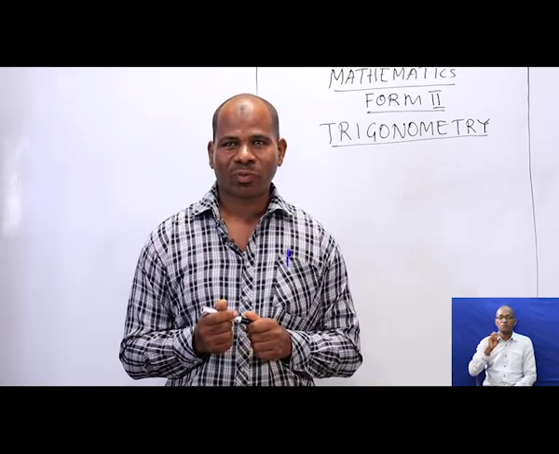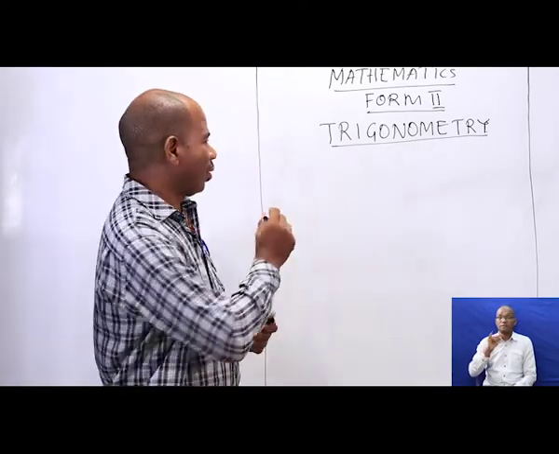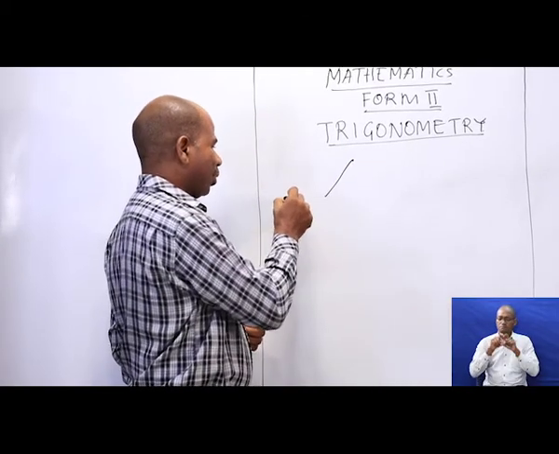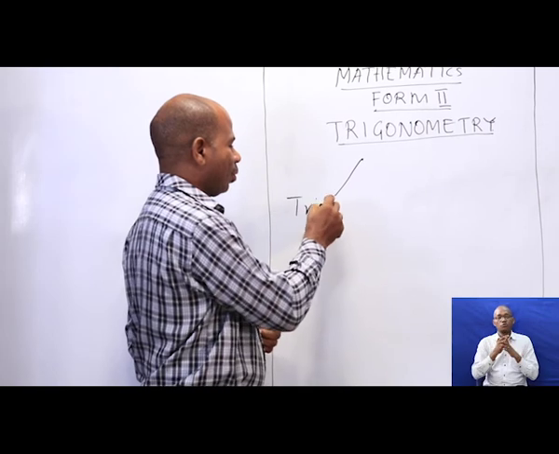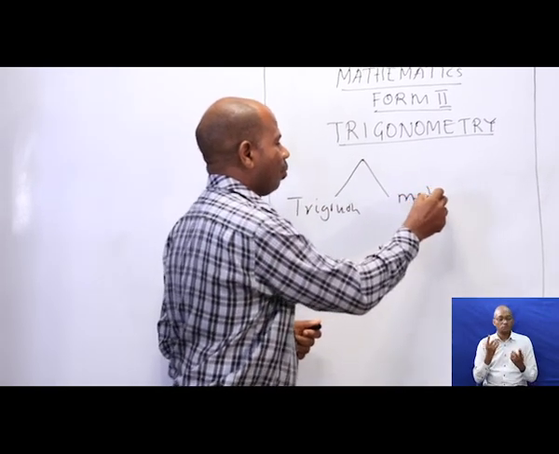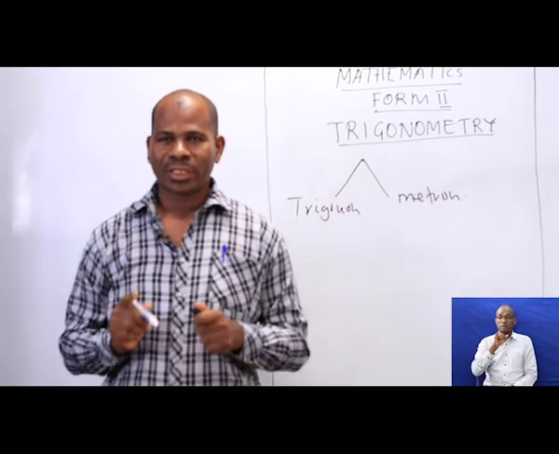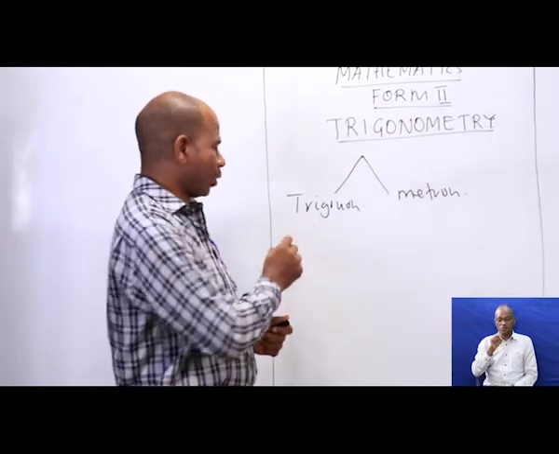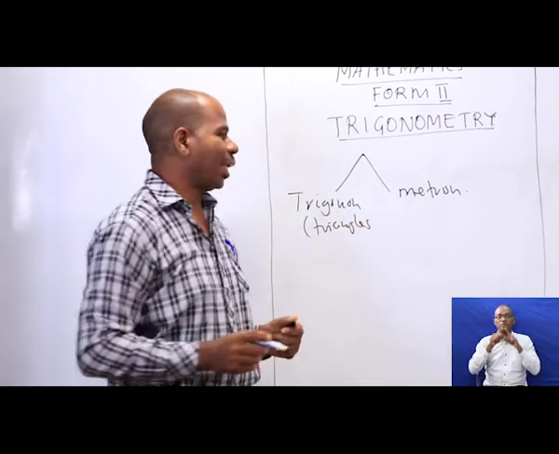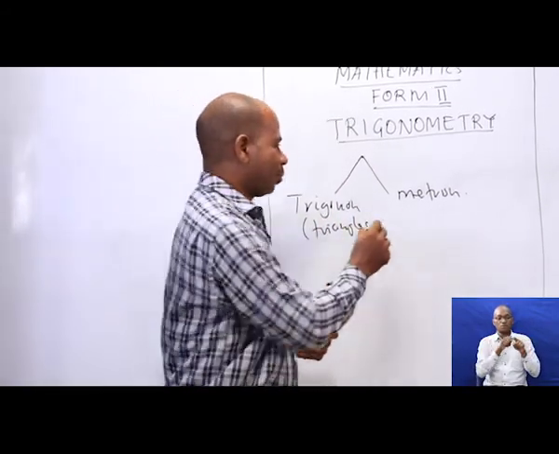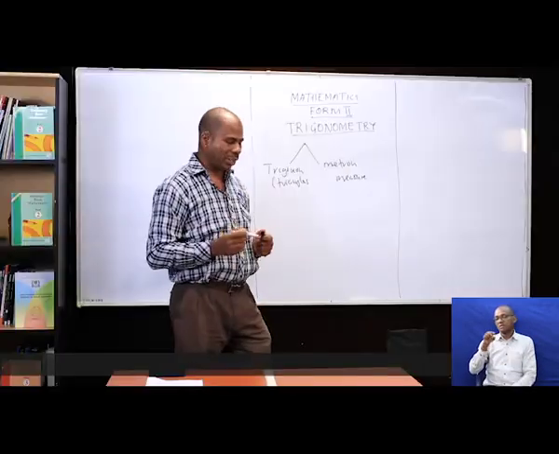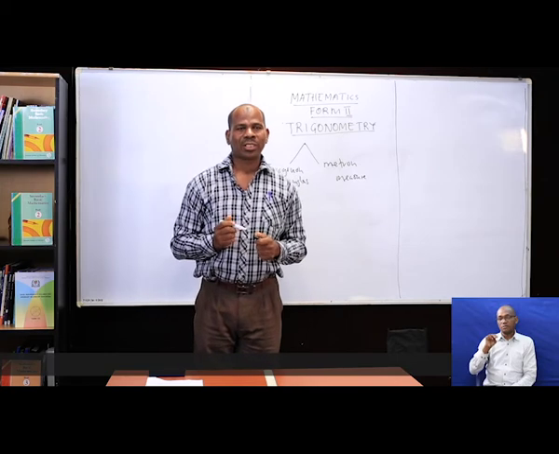Trigonometry is a Greek word which comes from two words, trigonon and metron. Trigonon means triangles, and metron means measure. So trigonometry means the measure of the triangle.